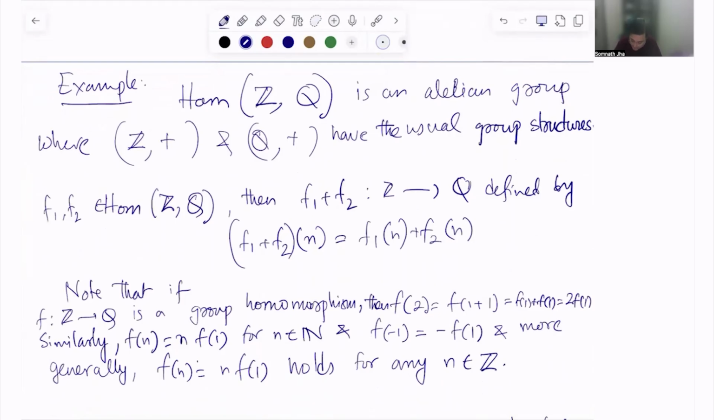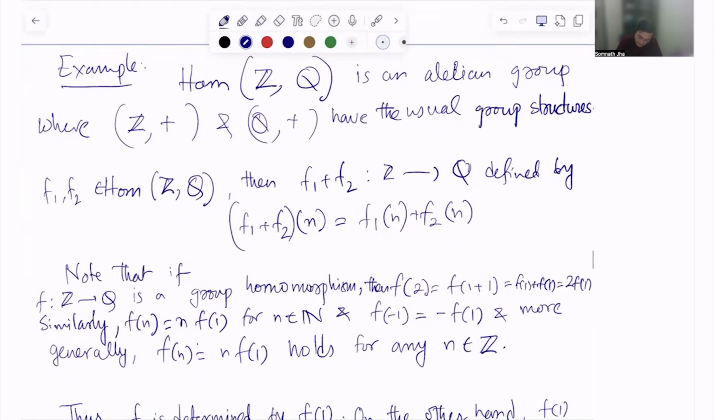And you can check f of minus 1 is minus of f of 1. That is because f of 0 is 0, and f of 0 is equal to f of 1 plus minus 1, and f of 1 plus minus 1 is f of 1 plus f of minus 1. And f of 0 is 0, so you get f of minus 1 equal to minus of f of 1. Right? So maybe I can work this out here.